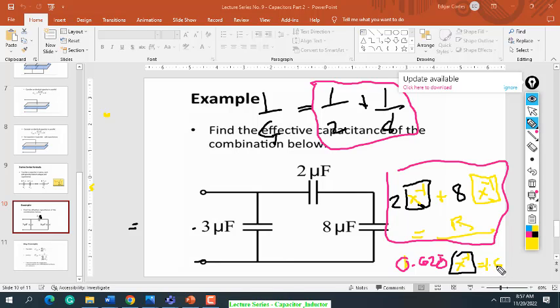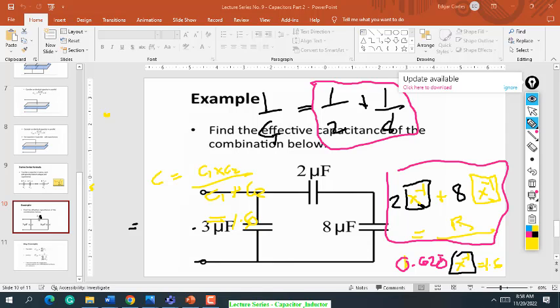To check that one, you can use the formula for two capacitors, C1 times C2 all over C1 plus C2. You arrive at the same answer, 1.6. Okay? Same answer, 1.6.